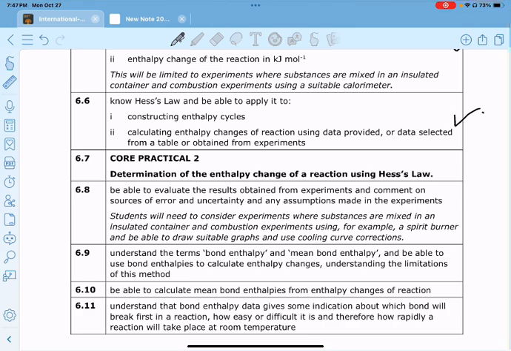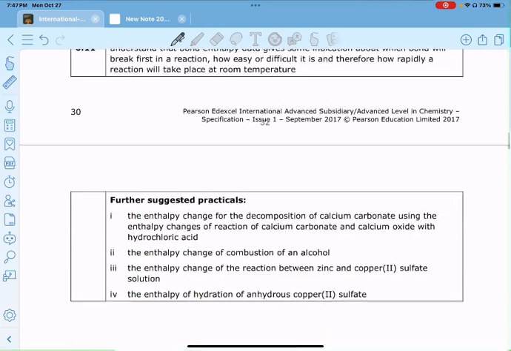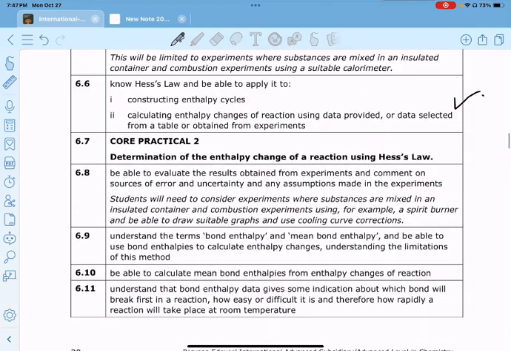So let's begin from 6.8. We are not starting with 6.7 because that is Unit 3. In our Unit 3, we'll cover the core practicals and the further suggested practicals, okay? So let's start with 6.8.